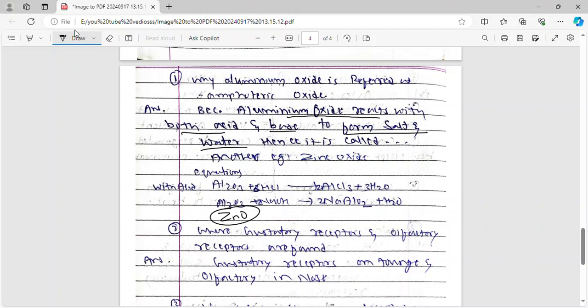Can you get the answer for that? What does it form with acid and base? Obviously, it will react with acid to form zinc chloride, and with base it will form what? Can you write in the comment? Yeah, sodium zincate. And for aluminium oxide, it is sodium aluminate, NaAlO2. Okay. The next question is what?